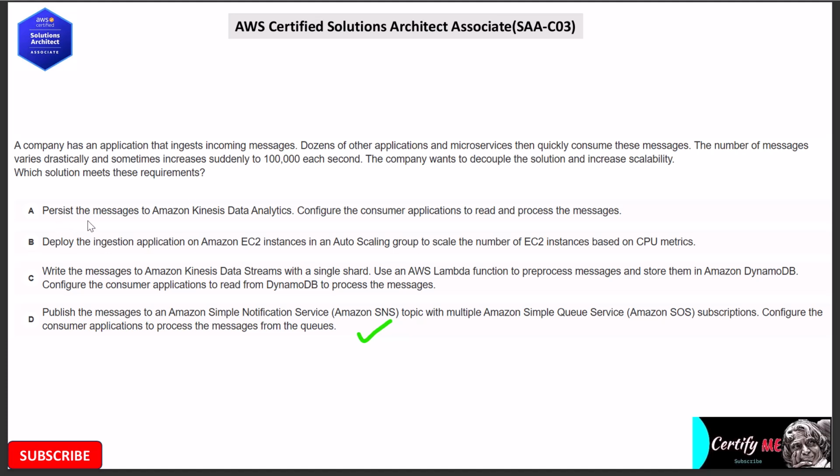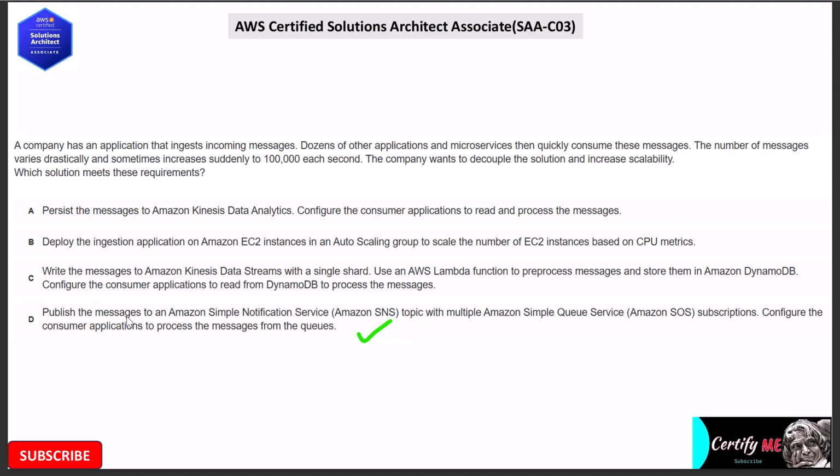Option A. Persist the messages to Amazon Kinesis Data Analytics. Configure the consumer applications to read and process the messages. Option B. Deploy the ingestion application on Amazon EC2 instances in an autoscaling group to scale the number of EC2 instances based on CPU metrics. Option C. Write the messages to Amazon Kinesis data streams with a single shard. Use an AWS Lambda function to process messages and store them in Amazon DynamoDB. Configure the consumer applications to read from DynamoDB to process the messages.